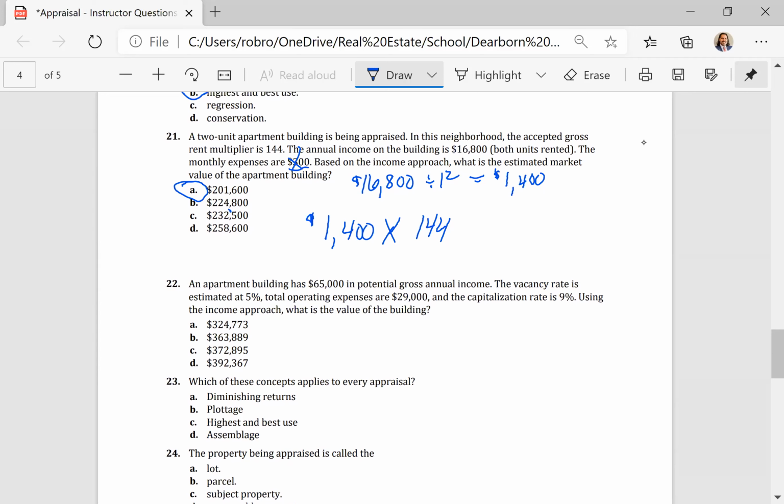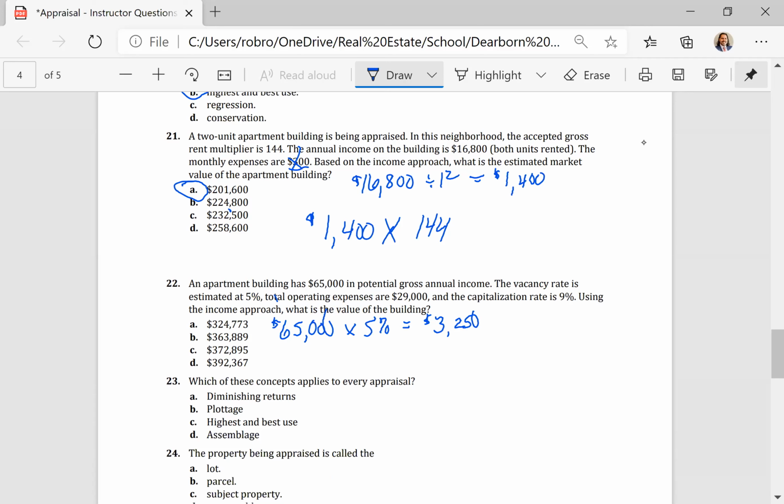Number 22, an apartment building has $65,000 in potential gross annual income. The vacancy rate is estimated at 5%. Total operating expenses are $29,000 and the cap rate is 9%. Using the income approach, what is the value of the building? So again, remember, when we talk about income, we talk about GIVEN, right? Gross income minus vacancy and rent minus expenses equals net. So basically, gross income is 65,000 times the 5%, which is the vacancy. That comes out to 3,250.